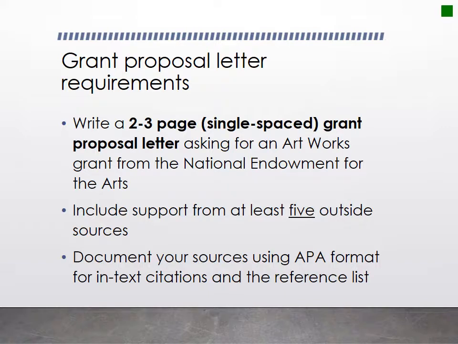The grant proposal letter will need to be 2 to 3 pages long, with an additional page for your reference list. So collectively it will then be 3 to 4 pages long. You will have to do research. You will need at least 5 outside sources to support your proposal, and you'll need to cite those sources using APA format.